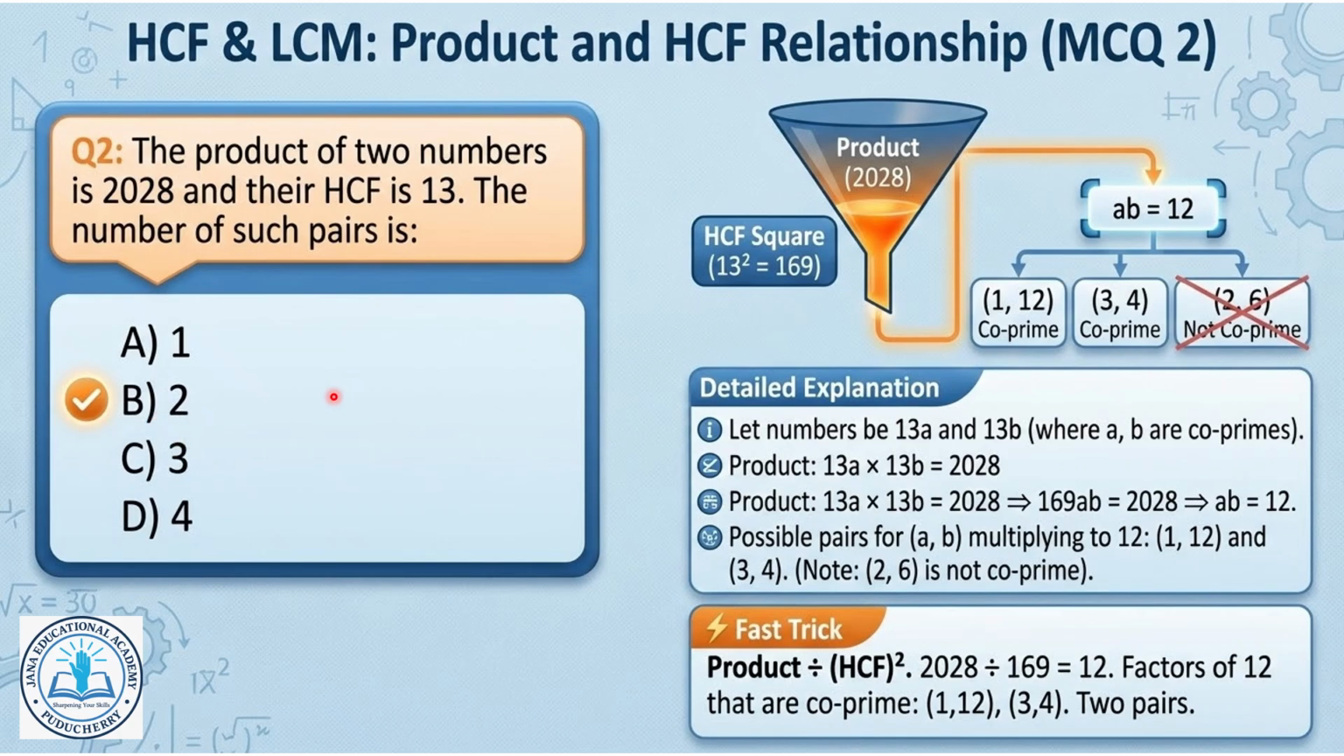So what we have to keep in mind? The product divided by HCF square is nothing but the product of the two numbers, right? We have to consider only the co-prime numbers. We have to neglect the not co-prime numbers, right? Keep it in mind.